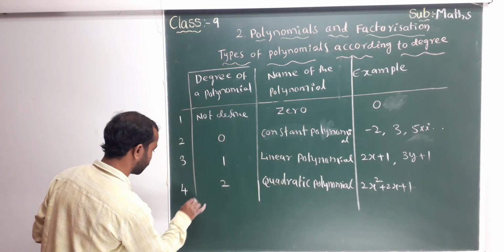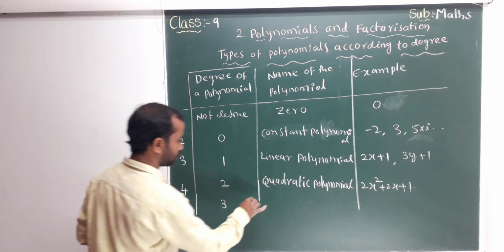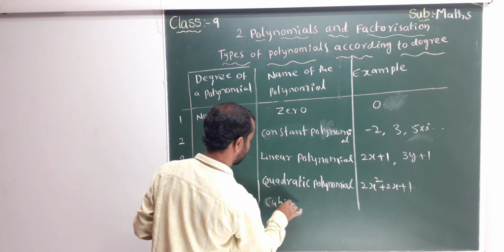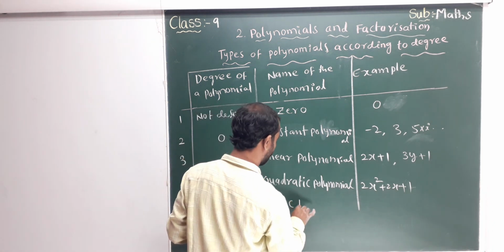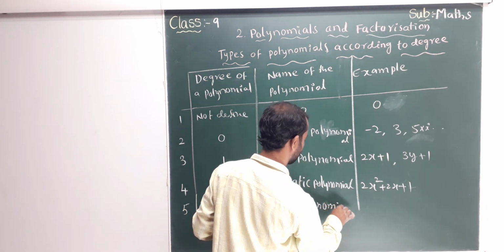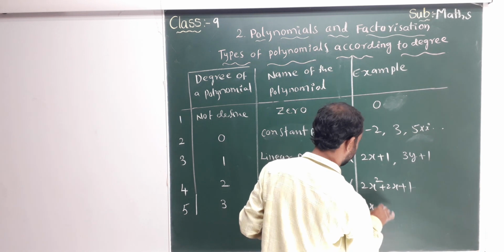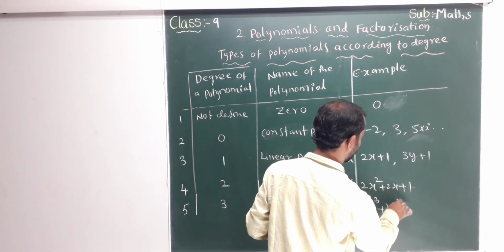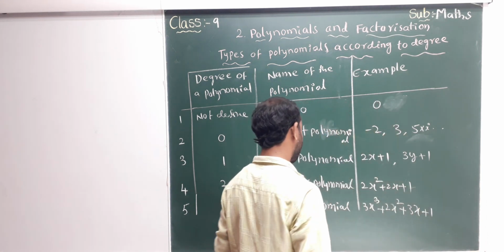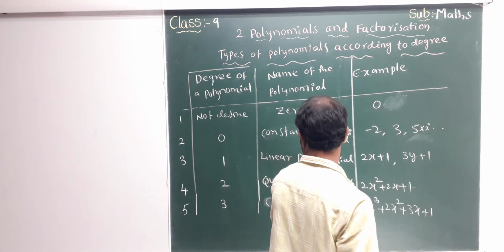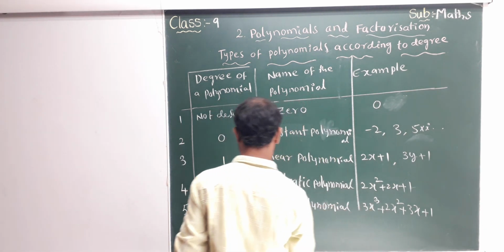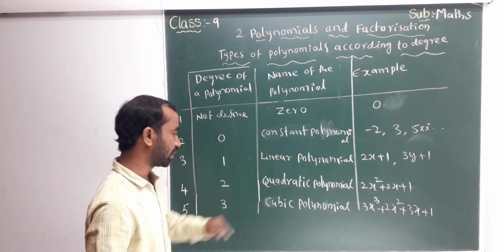Next, the fifth one: power is 3, cubic polynomial. If the power is 3, then that is called a cubic polynomial. For example, 3x cube plus 2x square plus 3x plus 1. The power or degree is 3, so it is called a cubic polynomial.